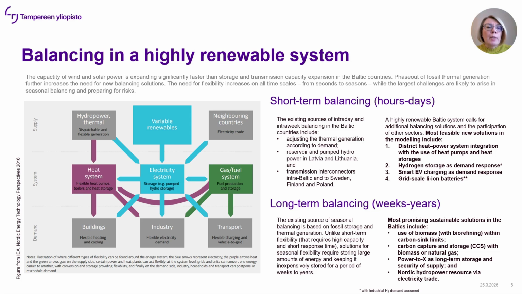For short-term balancing, the most feasible solutions include district heat power system integration using heat pumps and heat storages, hydrogen storage as demand response, smart electrical vehicle charging as demand response, and grid-scale lithium-ion batteries.